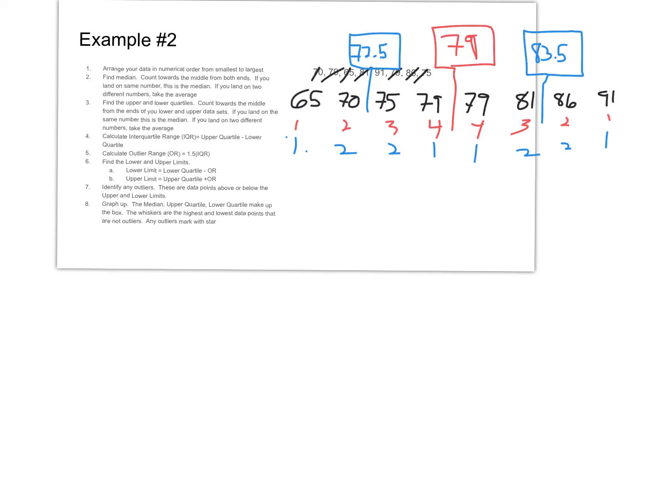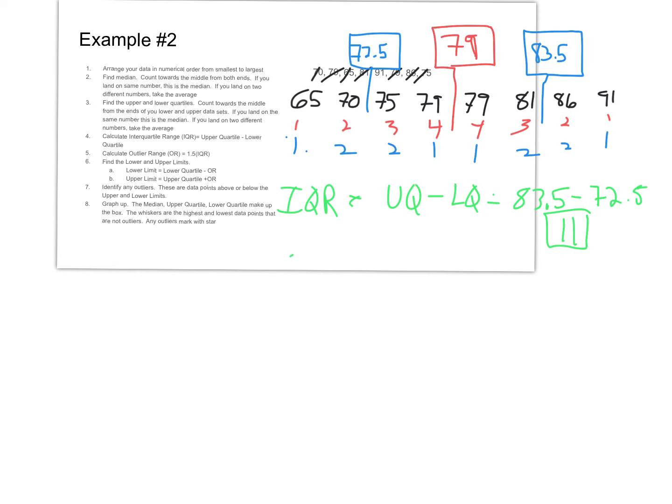All right, now for the math. Here we go. Interquartile range is upper quartile minus the lower quartile. So we have 83 and a half. Oh, come on, my pen shut off. Hold on. 83.5 minus 72.5. So we get 11 as our interquartile range.